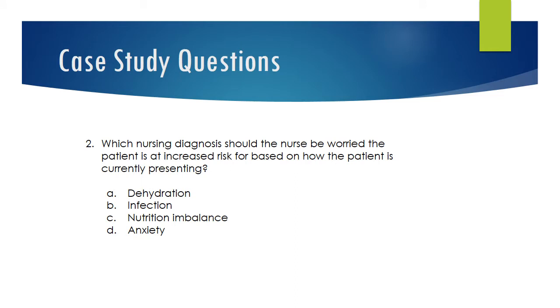Question number 2. Which nursing diagnosis should the nurse be worried that the patient is at increased risk for based on how the patient is currently presenting? A. Dehydration. B. Infection. C. Nutrition imbalance. D. Anxiety.